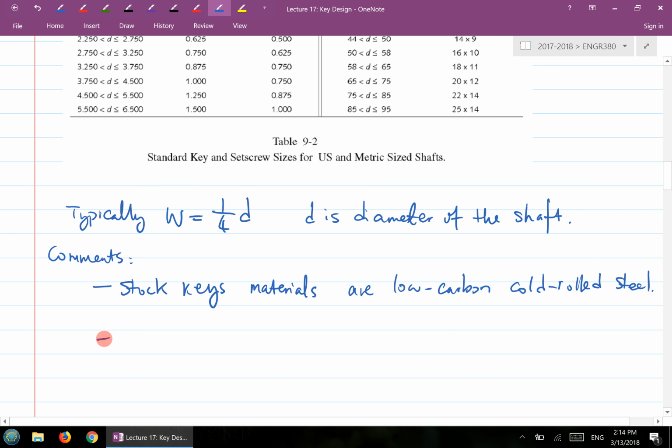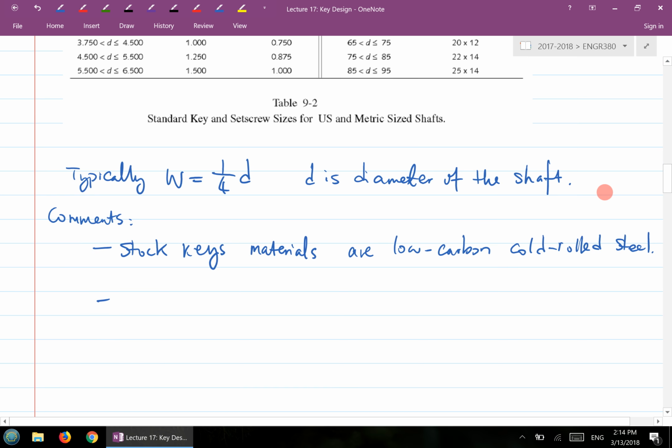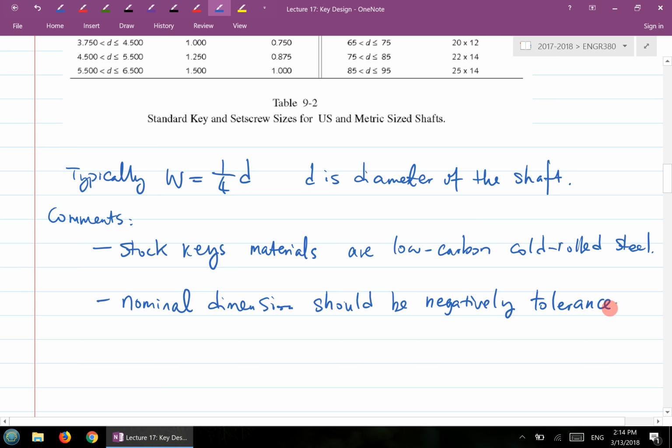Okay. And another thing is, when you machine the key or manufacture the key, the nominal dimension for the key, basically W times H times L, should be negatively toleranced. Okay. They should be negative toleranced. So what does that mean?